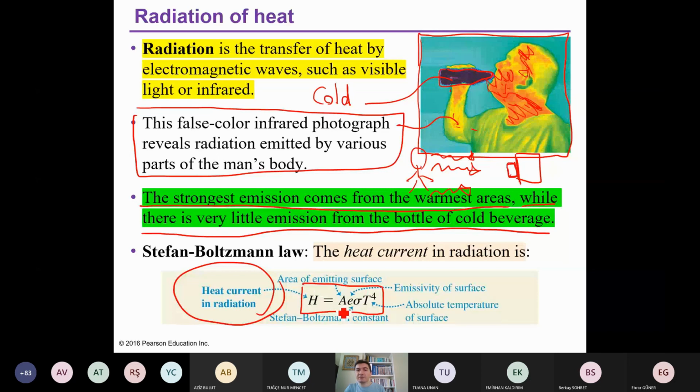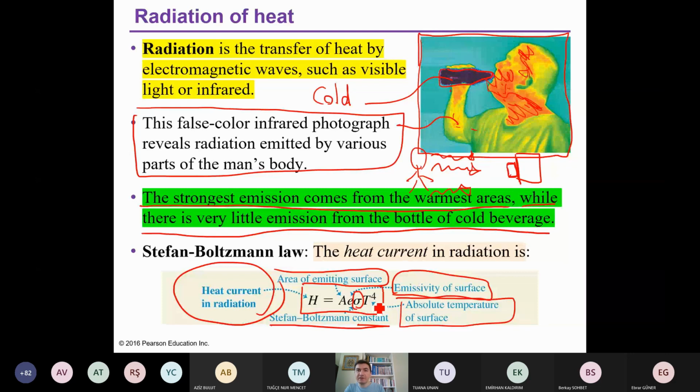A times E times sigma times T to the power 4. A is the area of the emitting surface, and E is the emissivity of the surface. This is a specific value for each surface. And here we have the Stefan-Boltzmann constant. The sigma here is a constant. And here we have the absolute temperature of the surface.